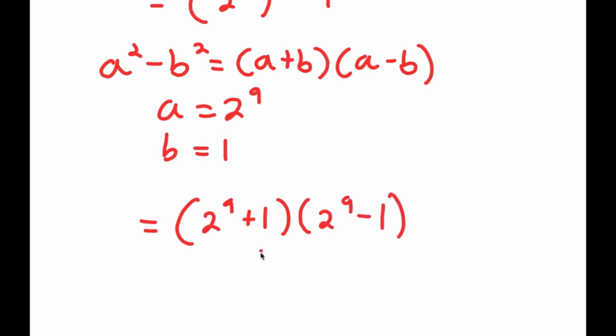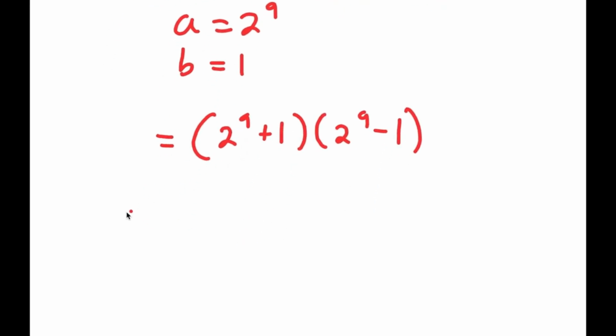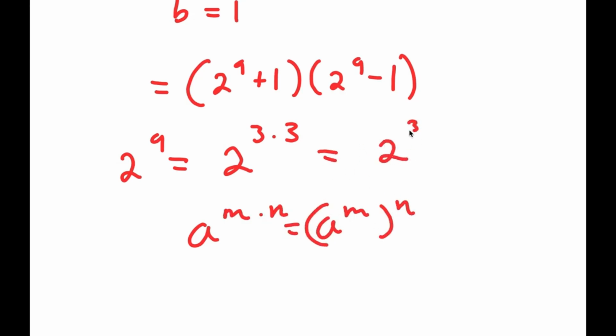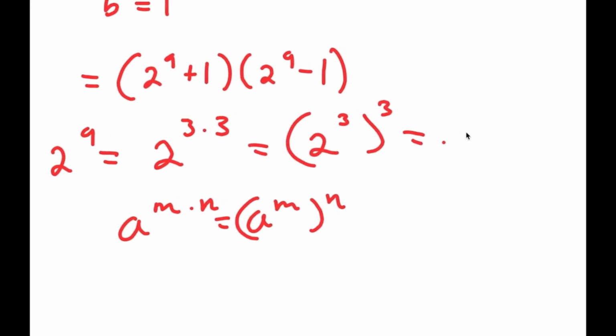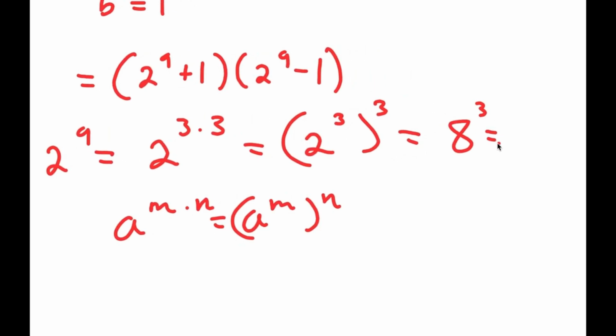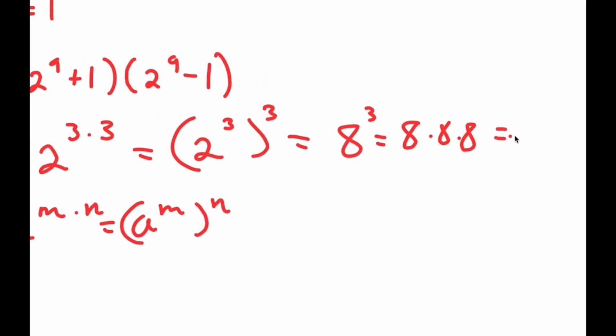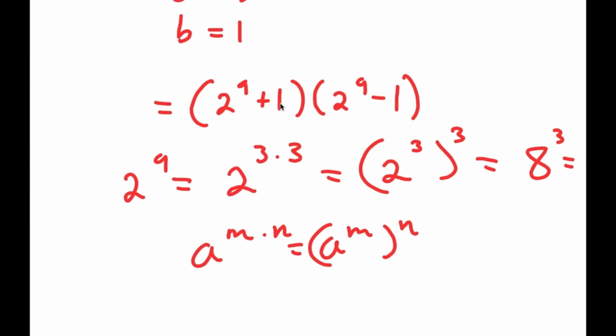Now what is 2 to the power of 9? Well, 2 to the power of 9 is equal to 2 to the power of 3 times 3. And remember, if I have something in the form a to the power of m times n, this is equal to a to the power of m to the power of n. So this is the same thing as 2 to the power of 3 to the power of 3. Well, what is 2 to the power of 3? 8, right? Meaning this is equal to 8 to the power of 3, which is equal to 8 times 8 times 8, which is equal to 512. So 2 to the power of 9 is 512.